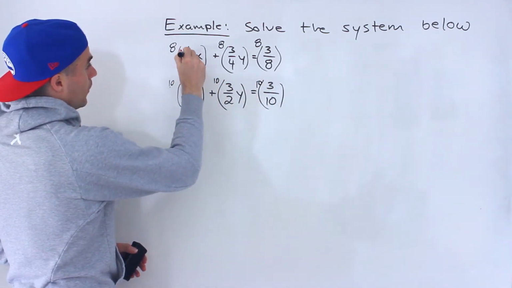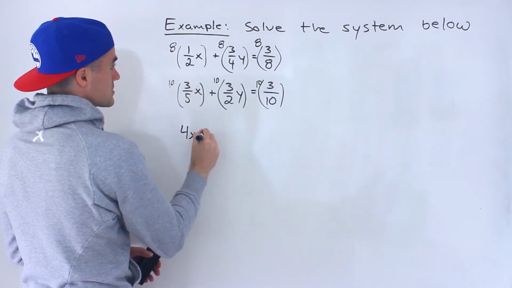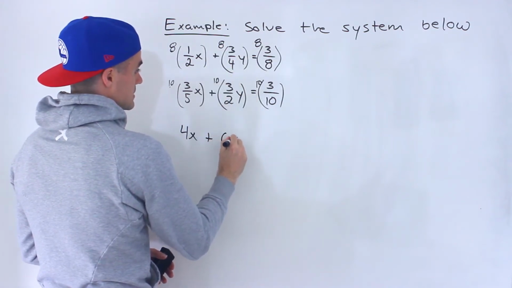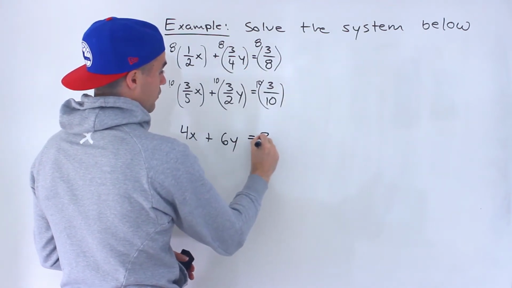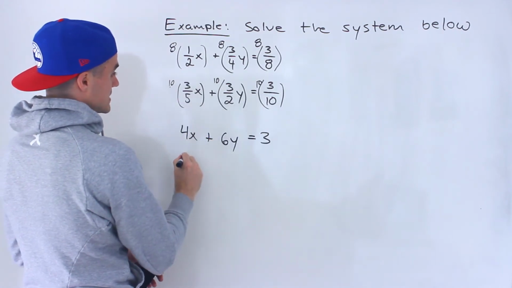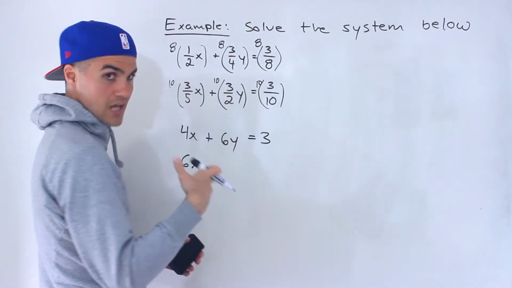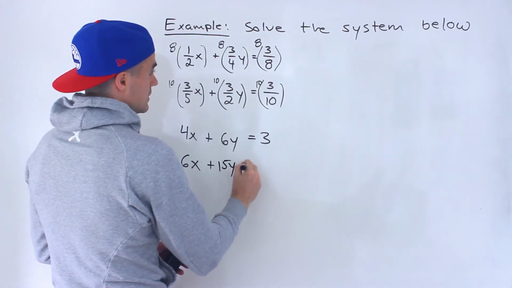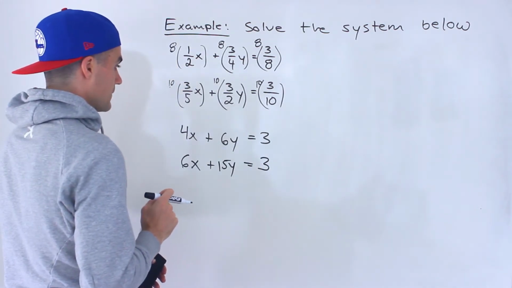If we go through these one by one, 1/2 times 8 is just 4. So this portion turns into 4x plus 3 over 4 times 8, which gives us 6, so that's 6y right there. And then 8 times 3 over 8, the 8's cancel out, and we're just left with a 3. Over here, 3 over 5 times 10 gives us 6, so that's 6x. And then 3 over 2 times 10 gives us 15, so this is 15y is equal to, notice the 10's cancel out, so we end up with a 3.